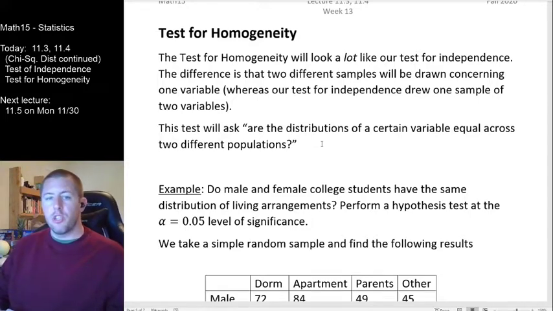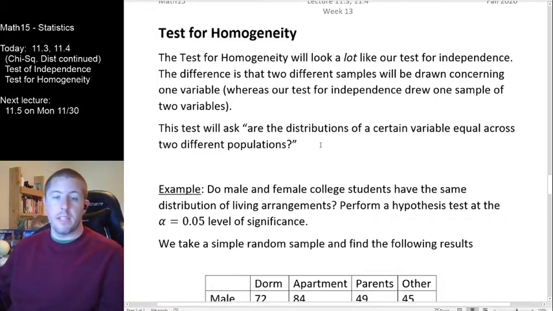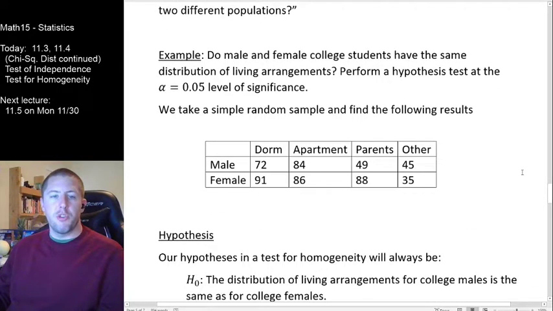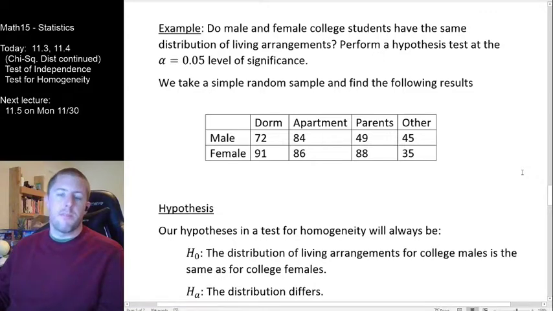The difference is that the two different samples will be drawn concerning one variable, whereas in the test for independence, we drew one sample across two variables. The real big difference is the setup here. This test will ask, are the distributions of a certain variable equal across two different populations? So, for example, do male and female college students have the same distributions of living arrangements? Perform a hypothesis test at the alpha equal 0.05 level of significance. So I actually gave you an alpha value for this one.